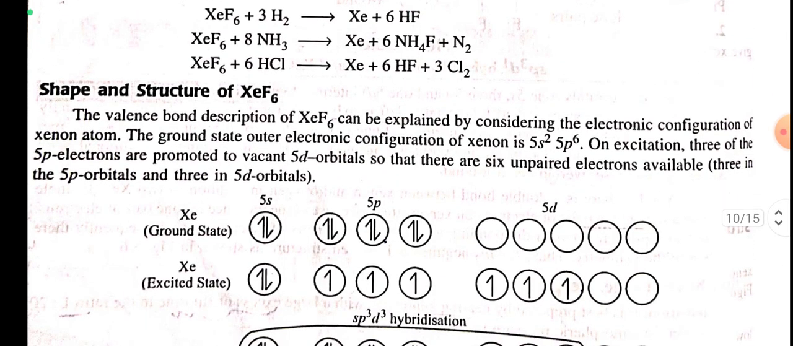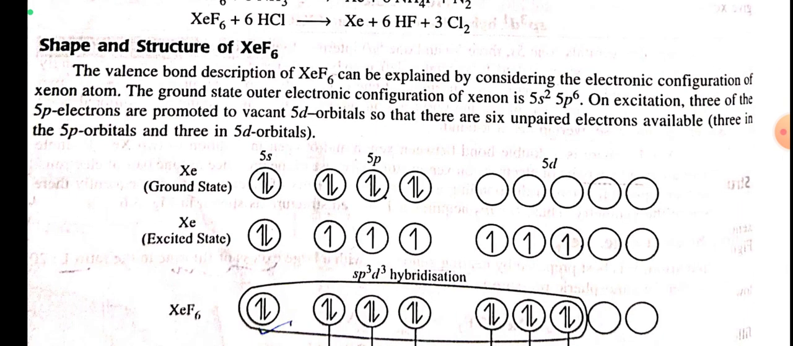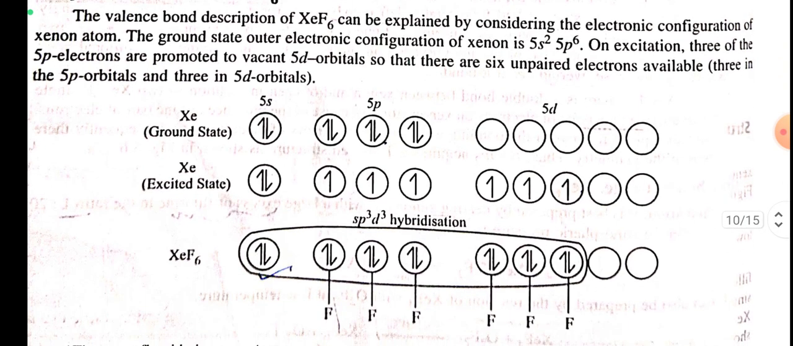Shape and structure of xenon hexafluoride. The valence bond description of xenon hexafluoride can be explained by considering the electronic configuration of the xenon atom. The ground state outer electronic configuration of xenon is 5s2 5p6. On excitation, 3 of the 5p electrons are promoted to vacant d orbitals so that there are 6 unpaired electrons available.